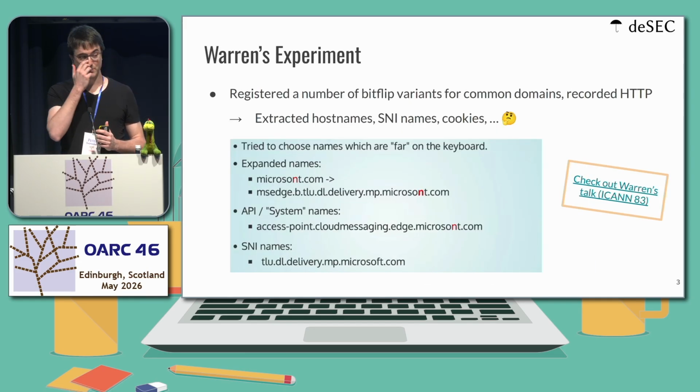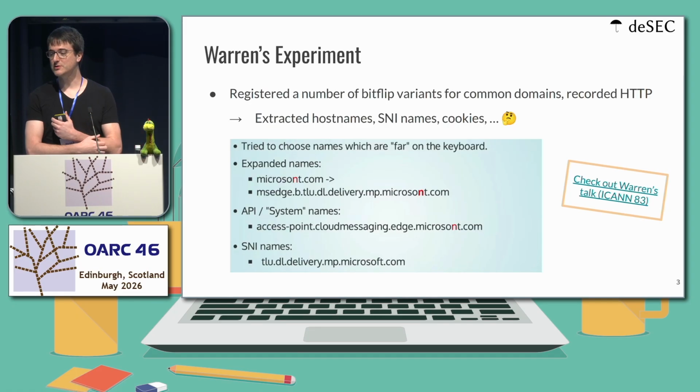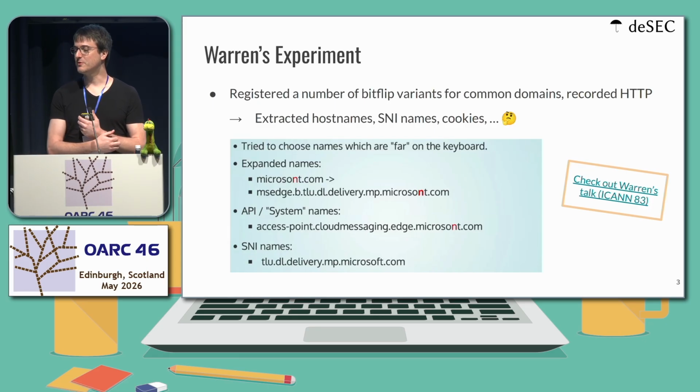There was an experiment by Warren. Is he here? I don't know. There. Last year, he presented at an ICANN meeting that he registered microsont.com, which is a bitflip of Microsoft.com. And then there is interesting traffic that arrives for API endpoints and other things. There's a link here if you want to check it out.